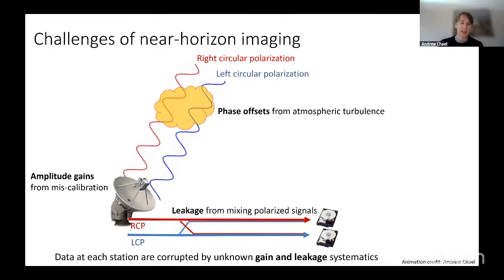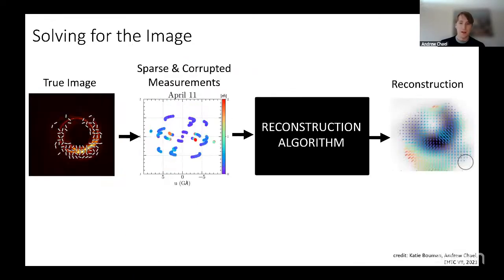And the third is that we actually have leakage between the two different components of polarization, either X and Y or right and left circular polarization. These actually leak into each other in the electronic signal chains of our telescopes, and that has to be accounted for as well later on. So with these sparse measurements and these corrupted measurements, we have to turn them into an image.